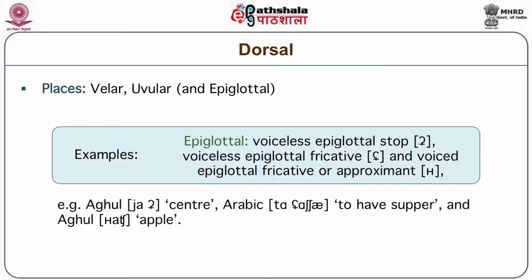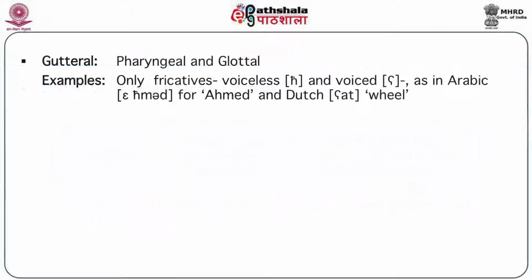There is a third place called epiglottal, which is also found for consonants in a few languages of the world, such as Arabic. So we have voiceless plosives, voiceless fricatives, voiced fricatives or approximants, which are said to be epiglottal sounds. We next move to the guttural, last of the groups of places of articulation. Guttural means of the throat.